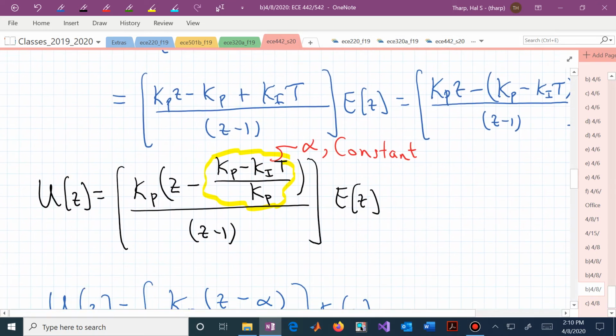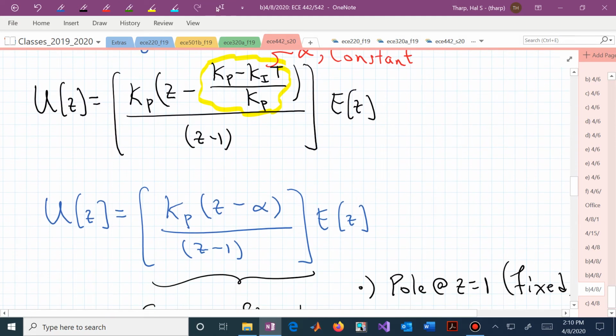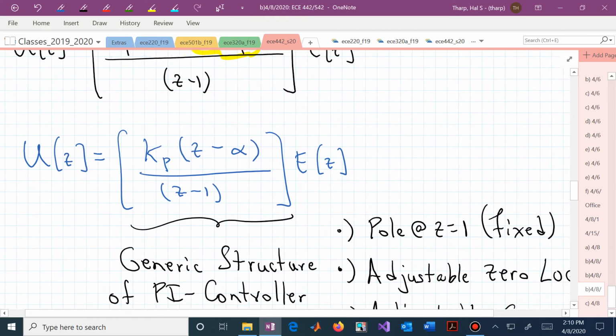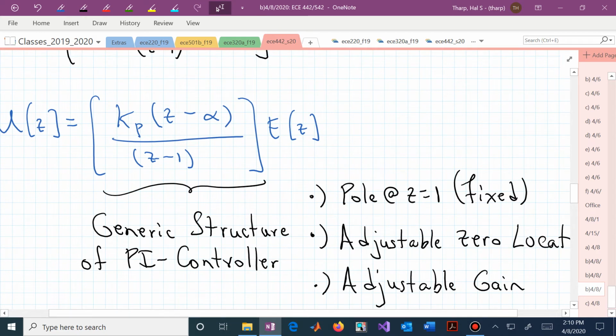Now we have our transfer function between our error signal E and our input to the plant U. What's in between that is the transfer function of our PI controller. If we now replace that expression that I've highlighted in yellow with just an alpha, this is now our generic structure for a PI controller. You see that we have a pole that's fixed. Once we said we had a PI controller, we now have a fixed pole at z equal to 1. That gives us now this integral action.